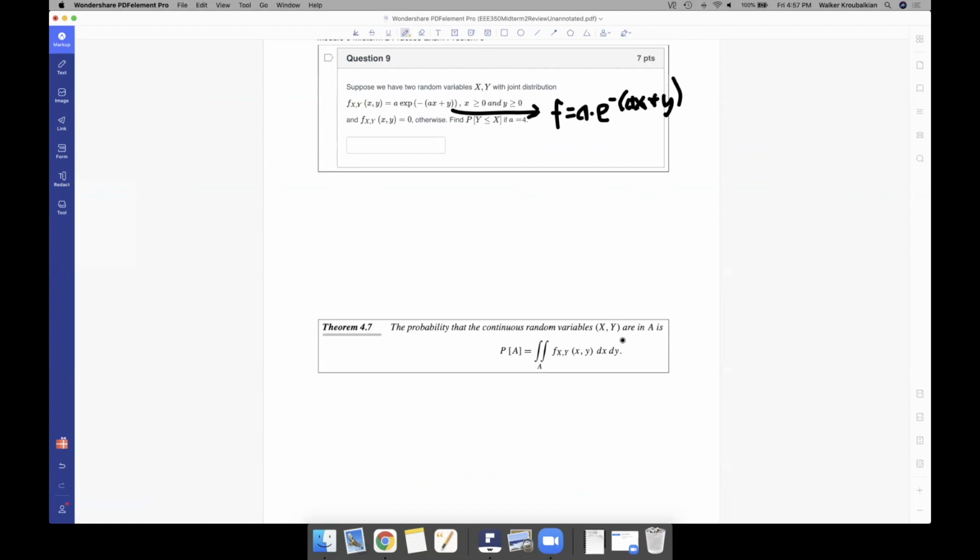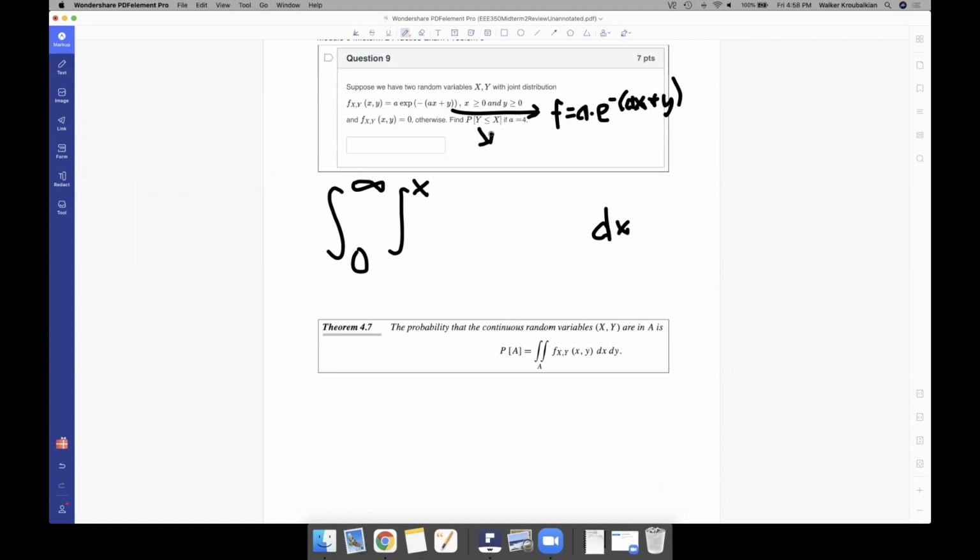To find any probability given a joint PDF, you just find the double integral of the PDF over the set. So if our set is y less than or equal to x, then on the outer integral I'll integrate in terms of x. What's the upper bound on x? It's infinity, because all we're given is x is greater than or equal to 0 and y is greater than or equal to 0. So the lower bound is 0. Now what's the upper bound on y? It's x. You've got to be careful.